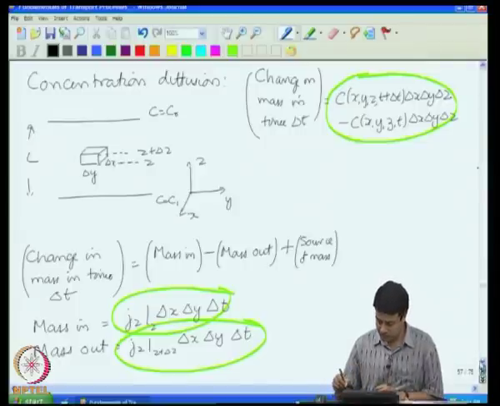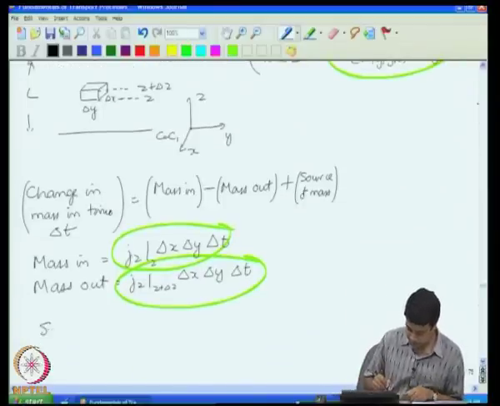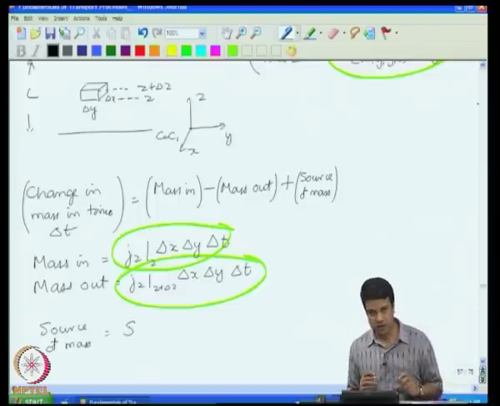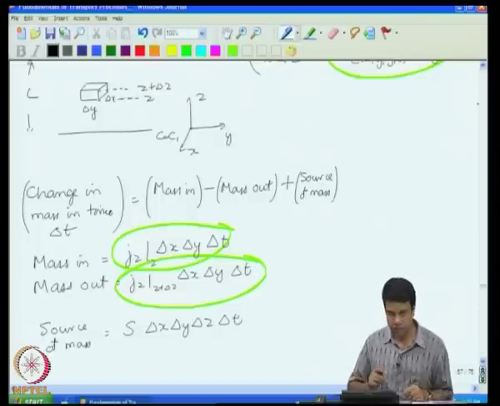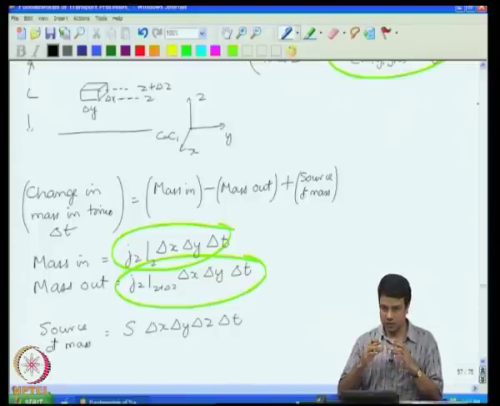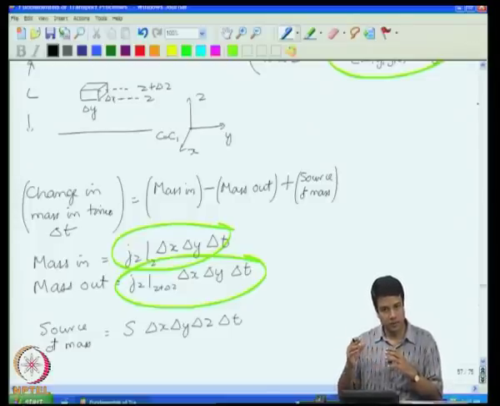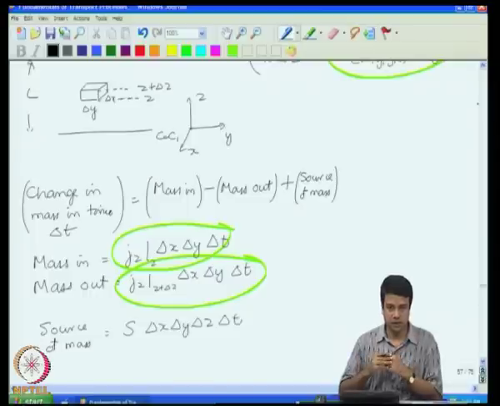That source of mass has the form: some function S, which is in general a function of position, times the volume times delta t. So, if the rate of reaction is given by R, that gives you the rate at which mass is produced per unit volume per unit time within that differential volume, which is a local rate of production. That additional source of mass will be proportional to the volume itself in the limit as the volume goes to 0, and it is proportional to the time that I wait, because as the reaction proceeds, the amount produced is going to be proportional to delta T in the limit as delta T goes to 0. So, this is the additional source of mass that comes in due to reaction.